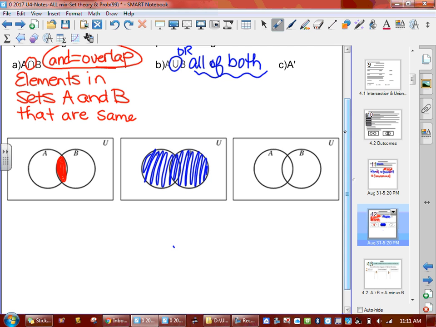All right. What about letter C? Letter C is saying A prime. What is our A prime symbol telling us? What's it asking us about? Right, everything not in set A. So that is known as the complement.